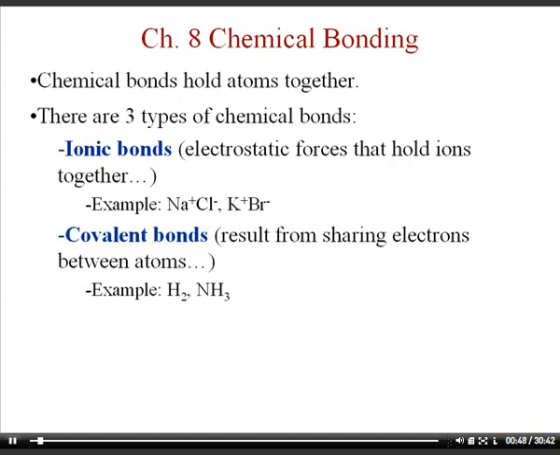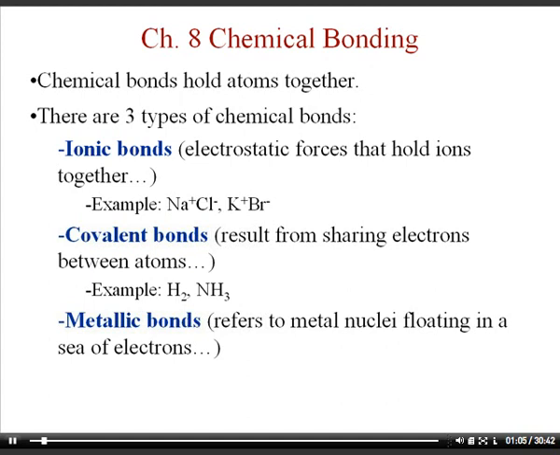The next example is NH3, which is ammonia, and the nitrogen is sharing one electron with hydrogen. It's actually an electron pair that's being shared. Nitrogen has one electron in the pair, and the hydrogen donates another one to make the pair. And when they share those electrons, it keeps them from falling apart.